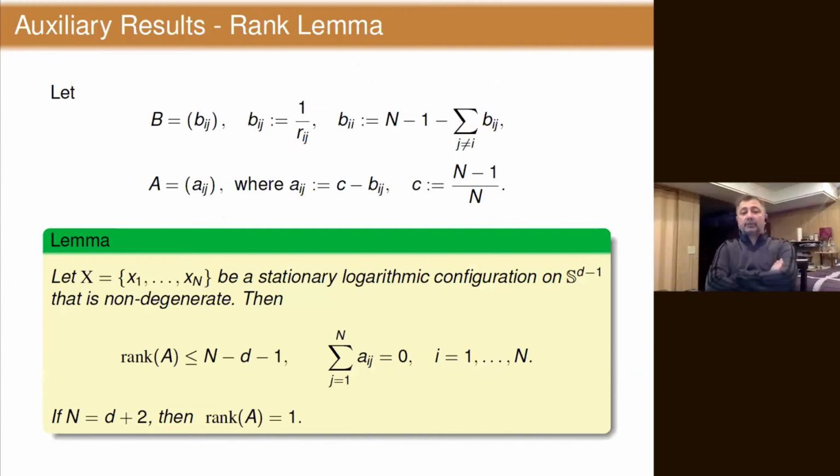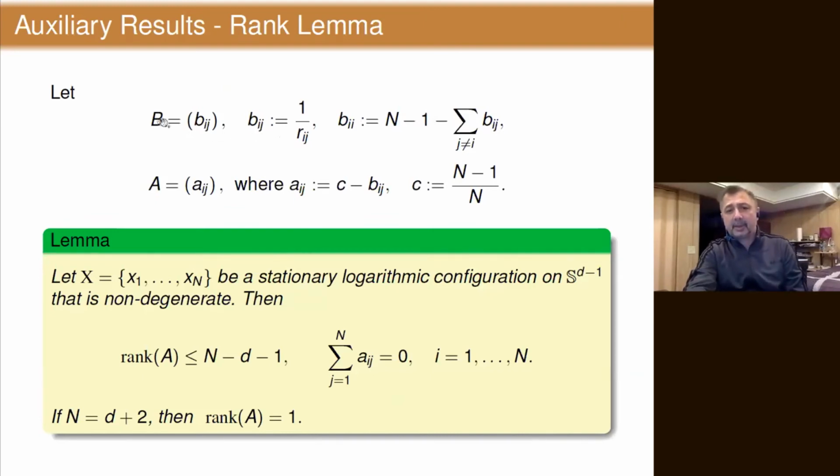Now, we start with some auxiliary results, and I'll speed up the presentation a little, maybe not go into much detail, because I want to leave time for questions. This is the rank reduction lemma. So let us denote by B and A these matrices.